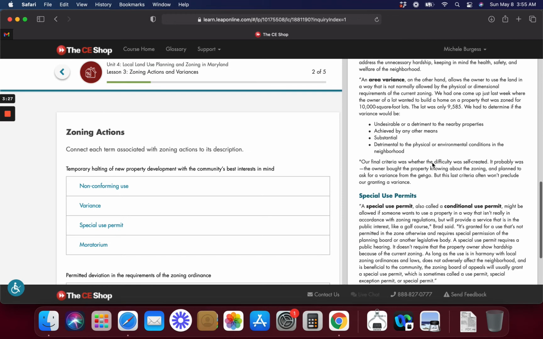An area variance allows the owner to use the land in a way that is not normally allowed. We had one come up just last week where the owner of a lot wanted to build a home on a property that was zoned for 10,000 square foot lots. It's undesirable or detrimental to the nearby homes.